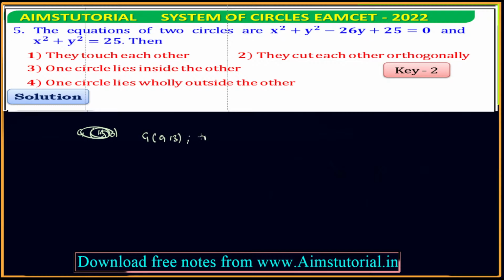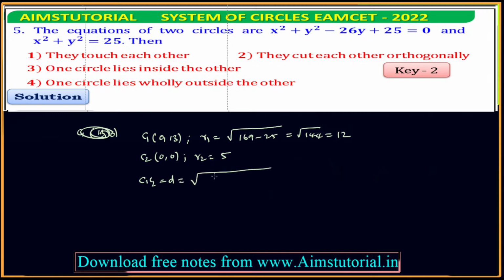And what about R1? R1, 13 square, 169 minus 24. That is 144. Square root of 144 is 12. C2, the second circle is in standard form. The center is 0 comma 0 and radius is 5 square, that is 5. Next C1C2 means D, distance between the centers.